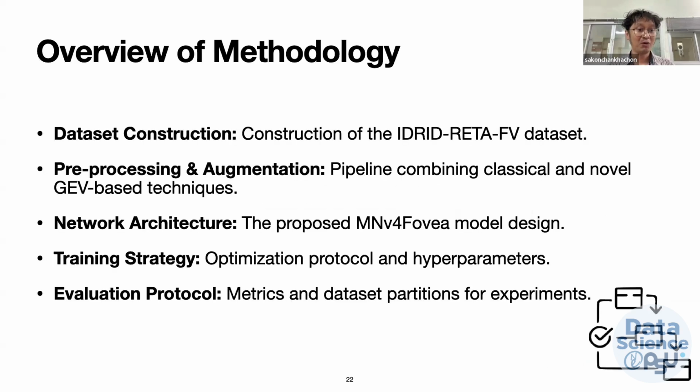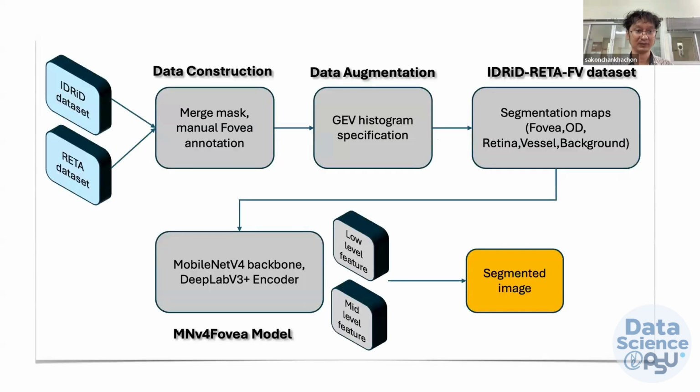Now, I will describe the methodology used in this thesis. Our methodology consists of 5 main steps: first, data construction, then pre-processing and augmentation, network architecture design, training, and evaluation. This diagram provides a high-level overview of our pipeline.